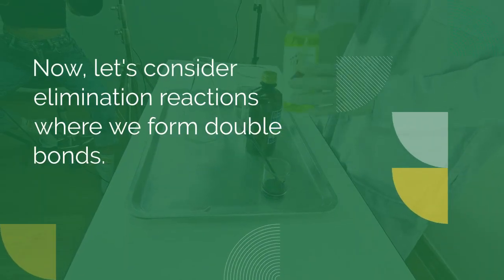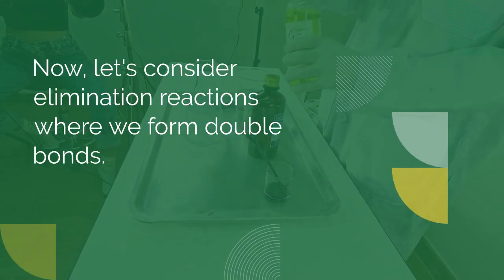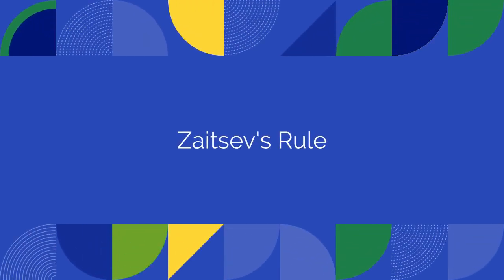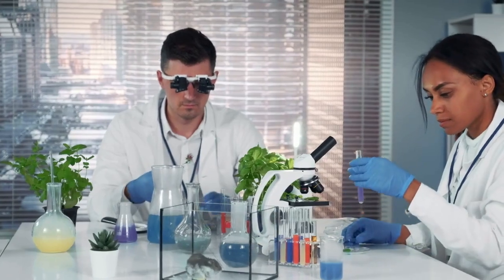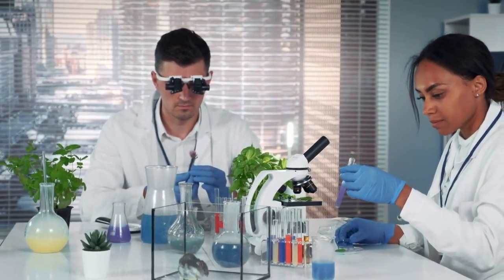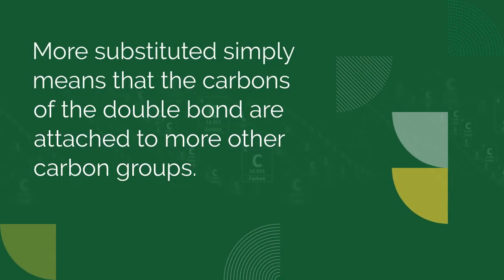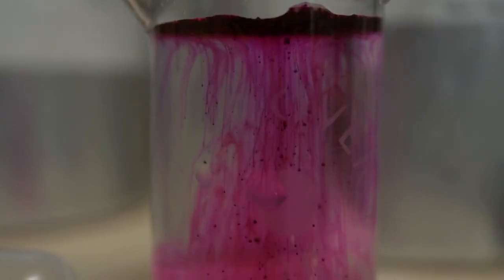Now, let's consider elimination reactions, where we form double bonds. Here, we often use Zaitsev's rule. This rule predicts that the major product will be the more substituted alkene. More substituted simply means that the carbons of the double bond are attached to more other carbon groups. A more substituted alkene is more stable, so it's the product that the reaction prefers to make.